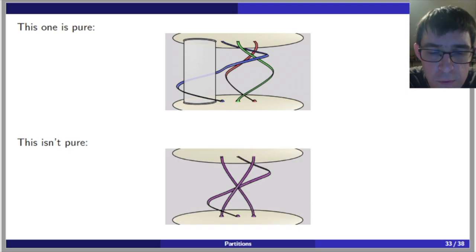This one, the first one I showed, is not a pure braid because the 2 points on either end are being interchanged by this braid. So that's not a pure braid.